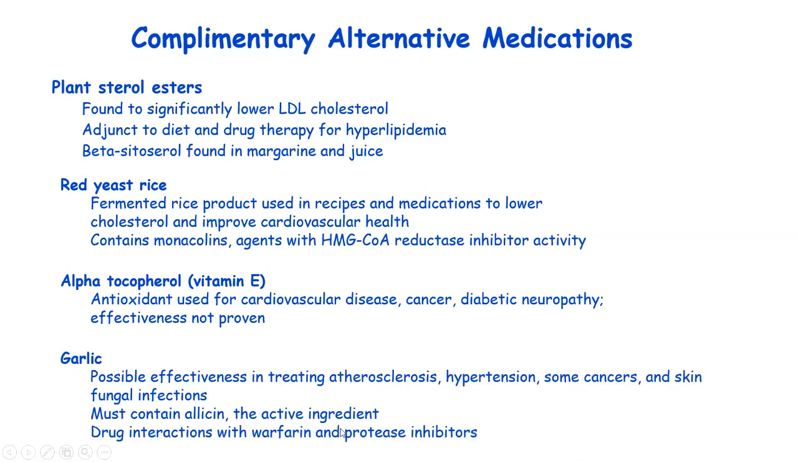And then finally, garlic, its effectiveness in treating atherosclerosis, so it's effective to help prevent hardening of the arteries for blood pressure. Some people say it works for cancer, skin, fungal infections, plus it keeps away the vampires. It must contain allicin, the active ingredient. That's actually what gives it its very strong odor.